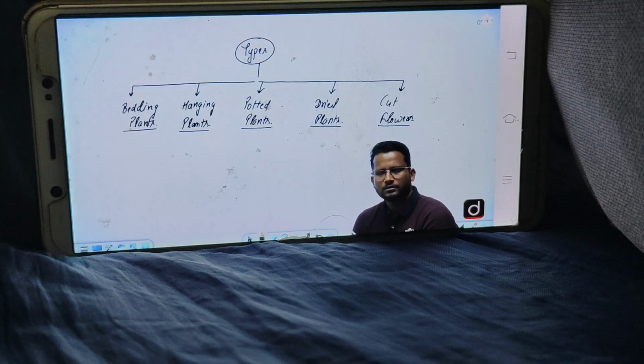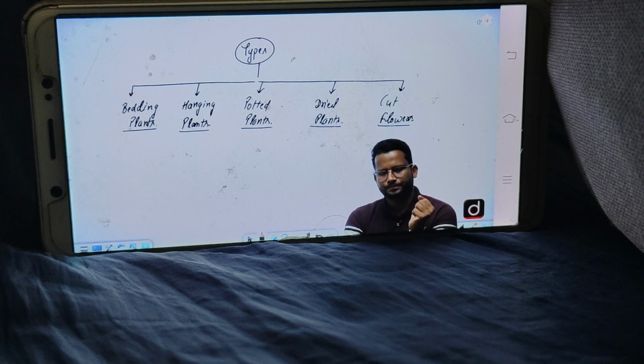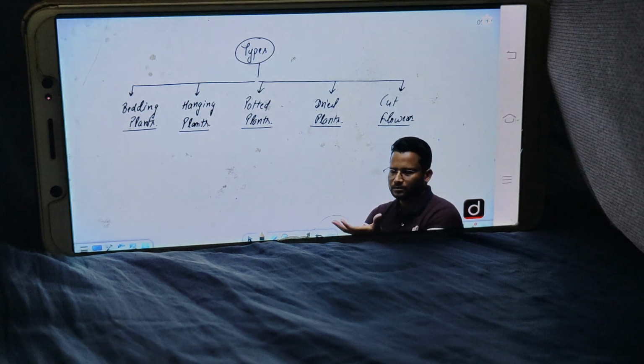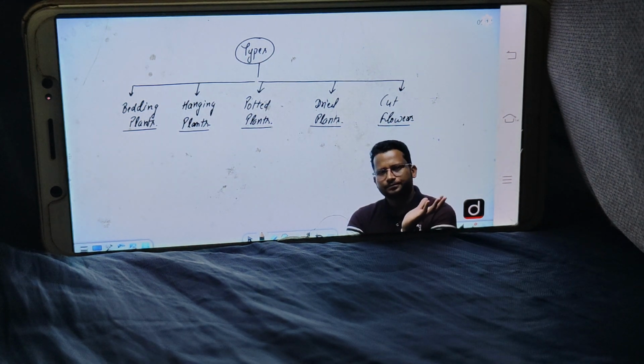So now they are preparing a roadmap and the central government has launched the National Floriculture Mission. So this joint initiative of UP government and NBRI is a part of that project. Okay? National Floriculture Mission. Clear?